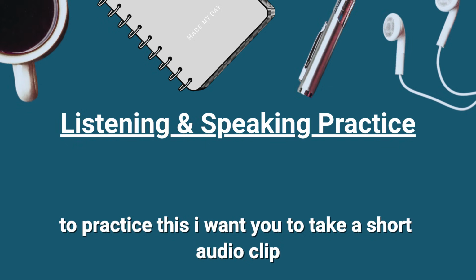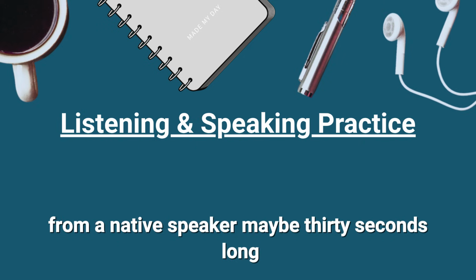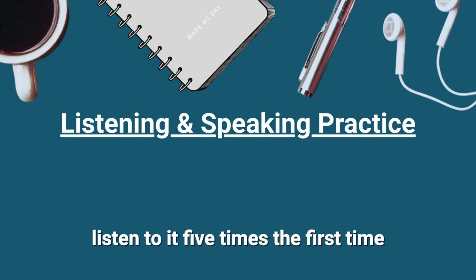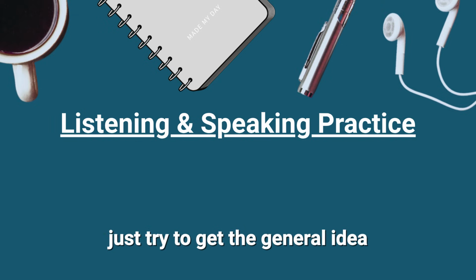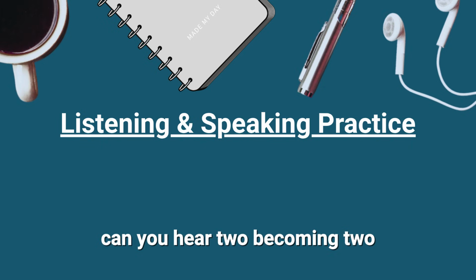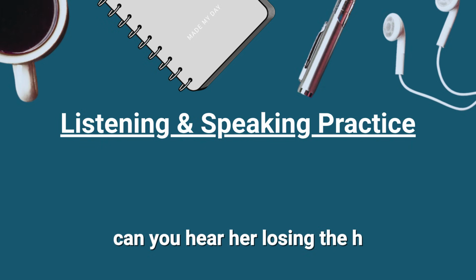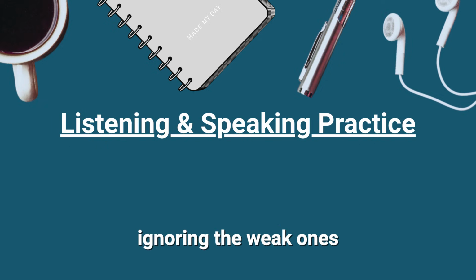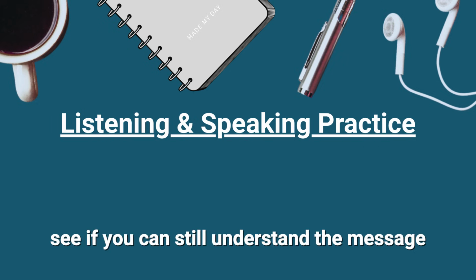To practice this, I want you to take a short audio clip from a native speaker, maybe 30 seconds long. Listen to it 5 times. The first time, just try to get the general idea. The second time, try to identify the weak forms. Can you hear to becoming to? Can you hear her losing the H? The third time, try to repeat only the strong words, ignoring the weak ones. See if you can still understand the message.